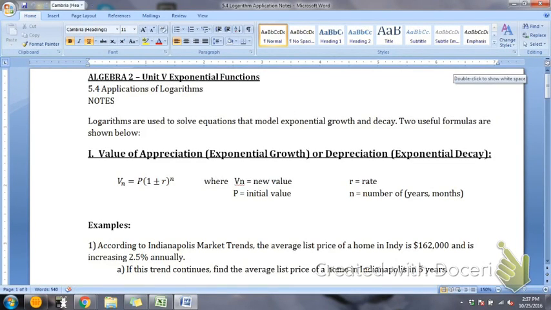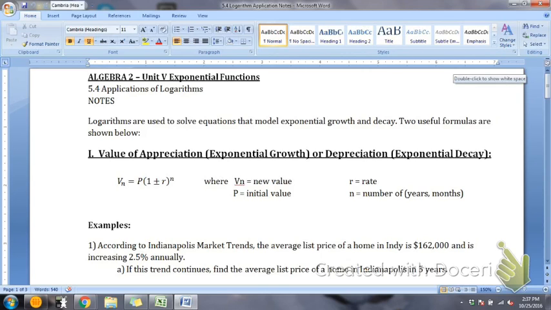5.4 deals with application. So again, when are we ever going to use this? Most of the questions that we deal with are going to deal with the first equation here. So it says the value of appreciation or depreciation. If we recall back to 5.1 notes from Thursday, remember we talked about exponential growth and exponential decay on our graphs? We talked about that? Yep. So this is going to be the same concept, except now we're actually applying it to real life scenarios.